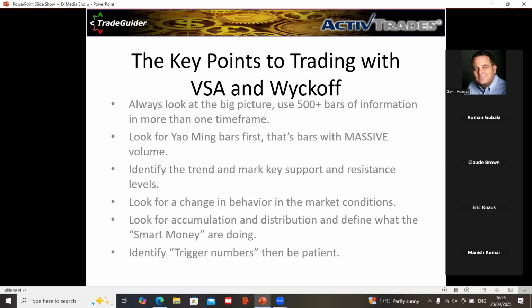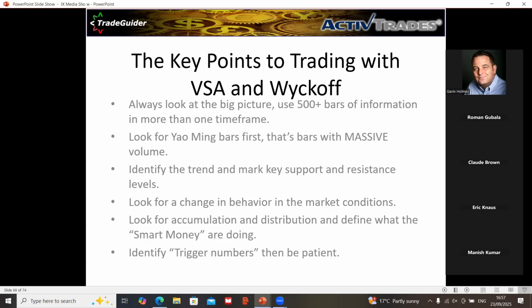Always look at the big picture. Use 500 plus bars of information in more than one time frame. Really important. Look for the Yao Ming bars. I've shown you that. That's bars with massive volume. Identify the trend and mark key support and resistance levels. You might say, trend, what time frame? Multiple time frames. You don't use one. You don't look two. You don't look three. I actually look at 5. And that's in my trading plan. And that's for intraday trading. This is not for investment trading. I'd use much bigger timeframes. That's important.